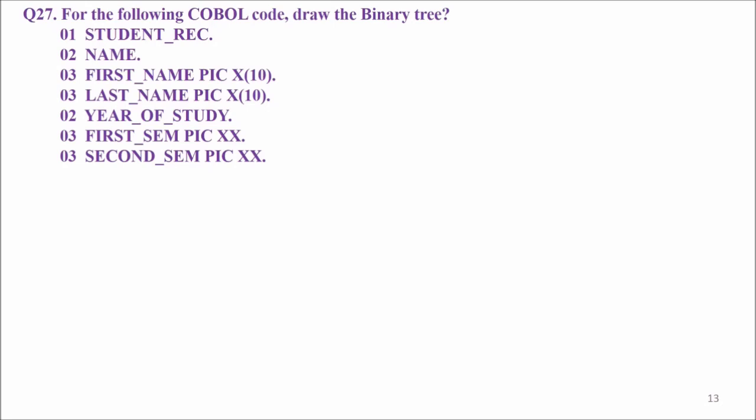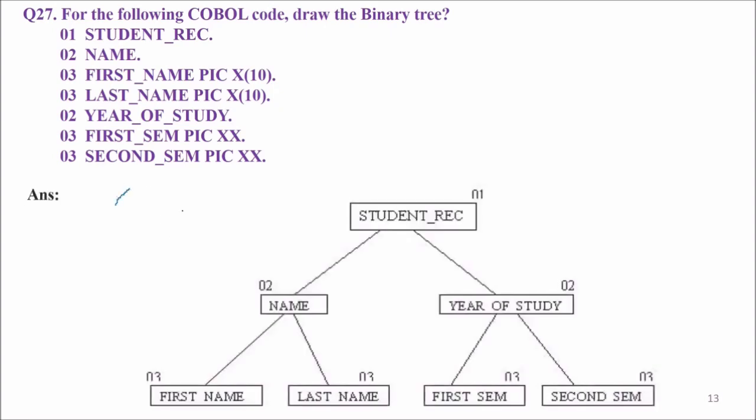For the following COBOL code, draw the binary tree. This is the COBOL tree. So I hope you'll be able to draw it. I'll tell you the answer. This is the binary tree. Student REC 1, 2 is the name, first name, last name, year of study, first semester, second semester.